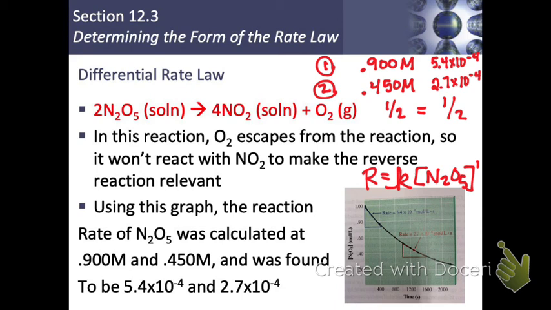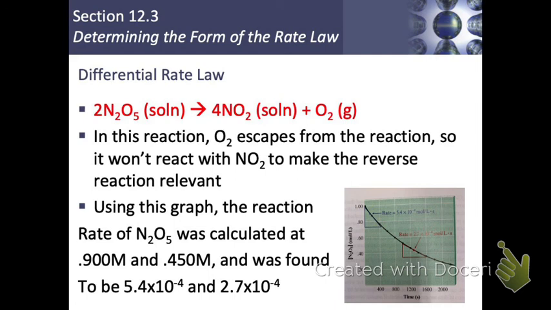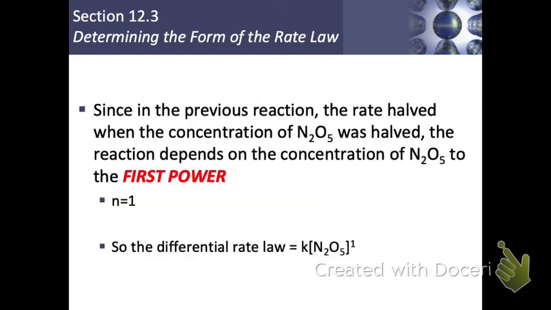There's going to be another way for us to look at this, and that's what I'm going to show you in this next video. But in the previous reaction, the rate was halved when the concentration was halved, and that means the reaction depends on the concentration of N2O5 to the first power. So that's what we talked about. It's called the first order rate law, or the first power. And we're going to look at all different versions of these equations and how they affect that exponent right there, whether it's first order, second order, all that kind of stuff.